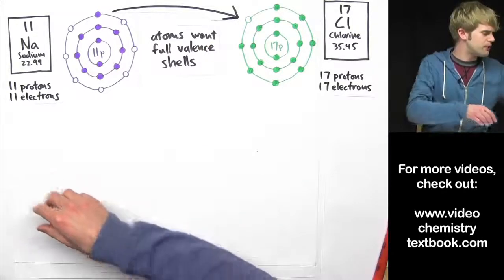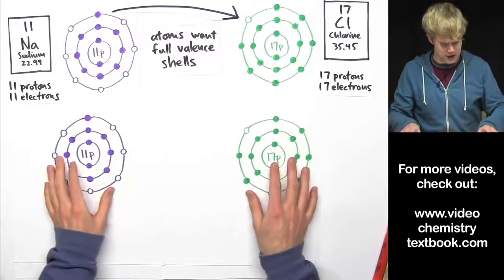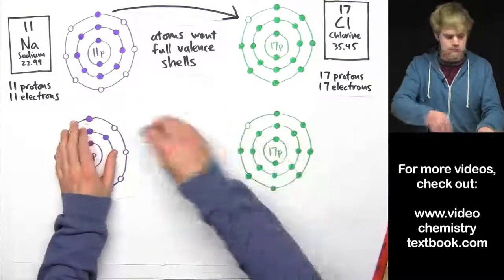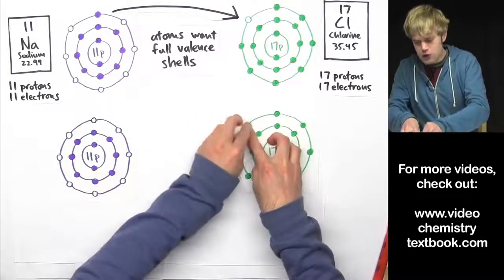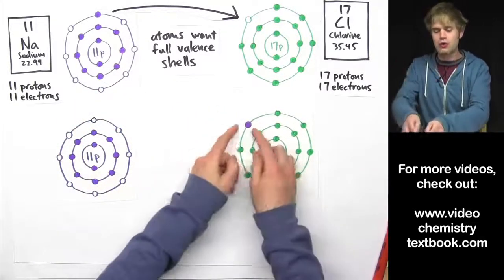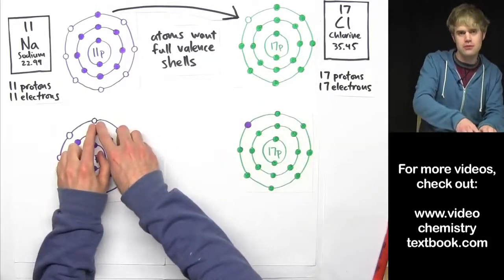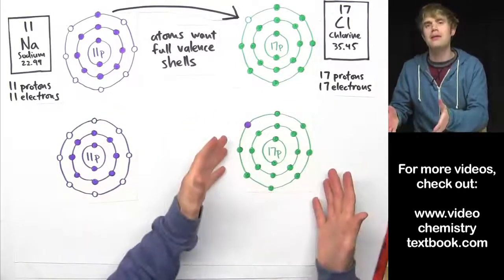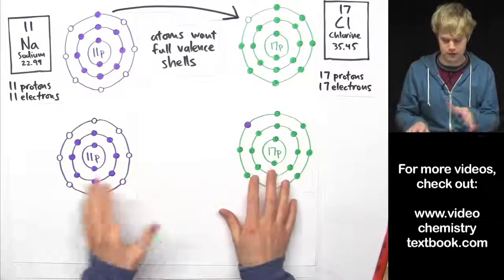Here's what we end up with. Let me just show you what's going on here. We've got sodium, we've got chlorine, and this electron up here moves between them. It leaves sodium and it goes into chlorine. And now chlorine has filled this empty spot with one of sodium's electrons. So now chlorine is super happy. It has a full valence shell. It's achieved its goal in life.